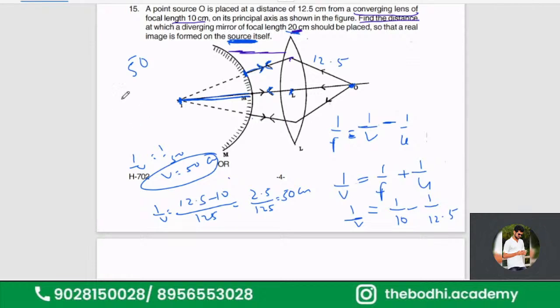So, focal length of the mirror is how much? Can I read this part? Just copy this part till here. Copy? Okay, thank you.